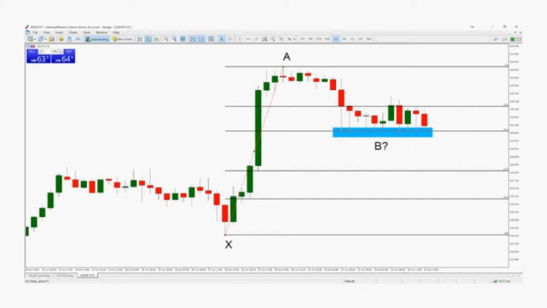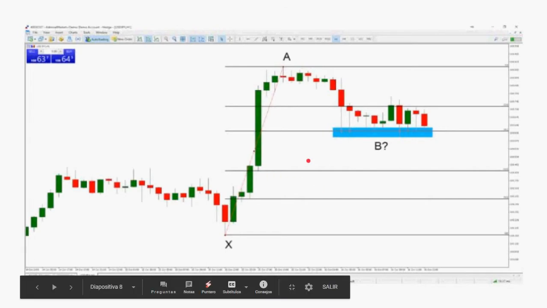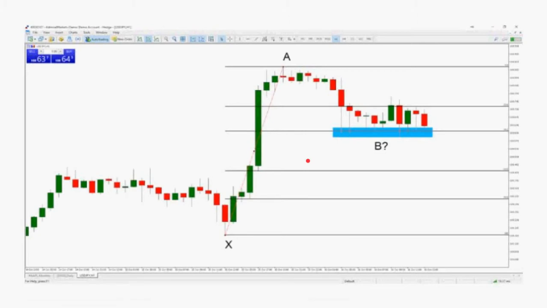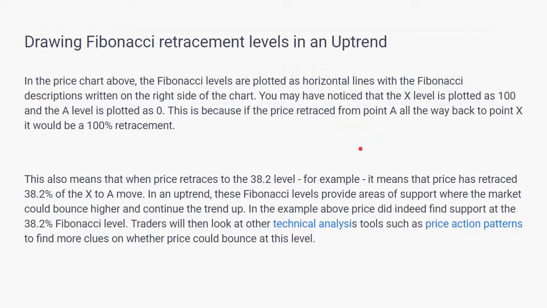In an uptrend, these Fibonacci levels provide areas of support where the market could bounce higher and continue the trend up. In this example, price did indeed find support at the 38.2% Fibonacci level. Traders will then look at other technical analysis tools such as price action patterns to find more clues on whether price could bounce at this level.